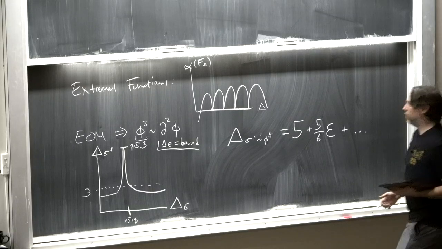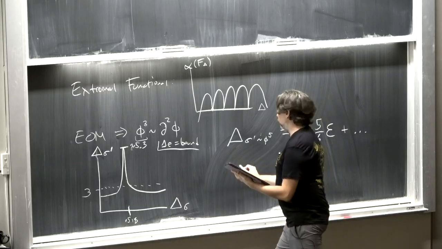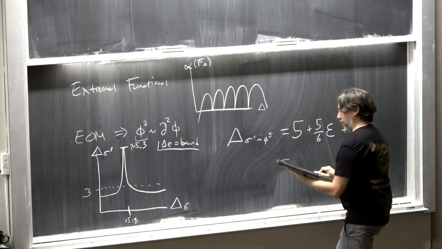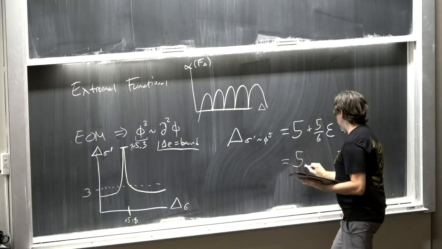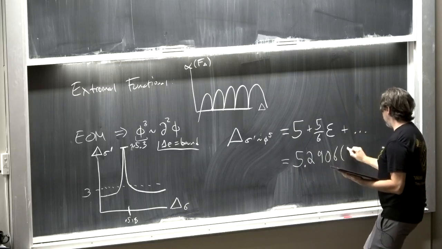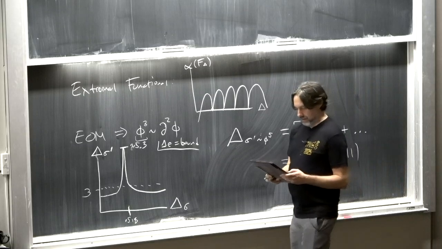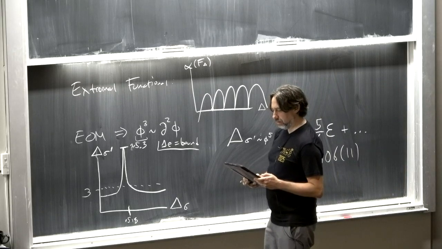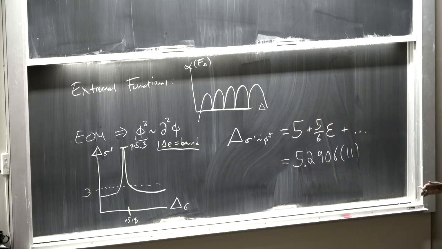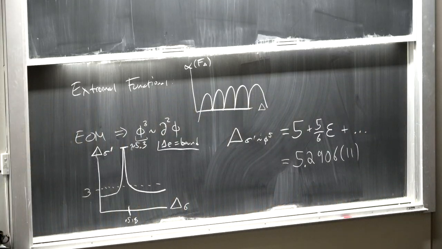And actually, as I mentioned, there are rigorous bounds on these from the bootstrap. So there's a result that is 5.290611 with some error bars, right? Okay, so this is one success story of this bootstrap approach.